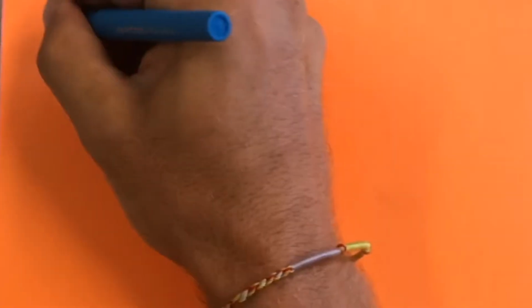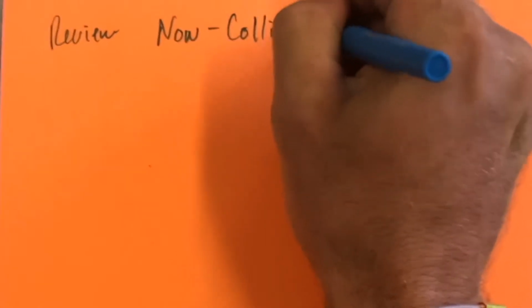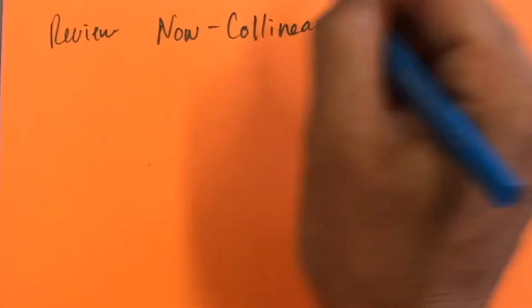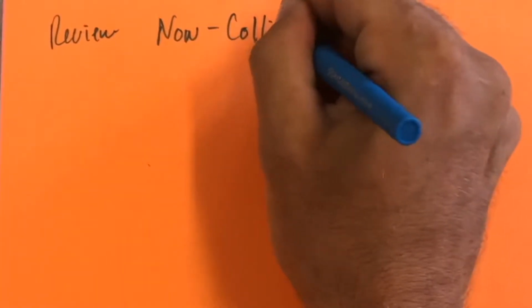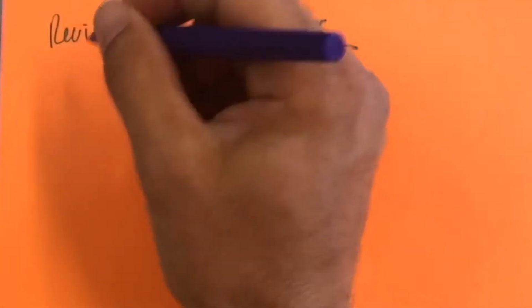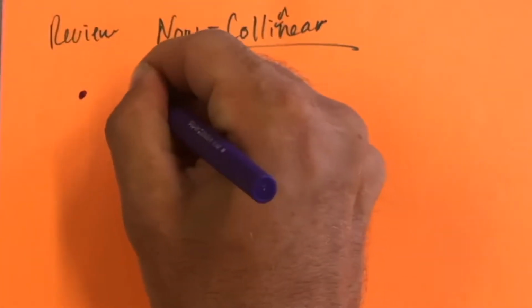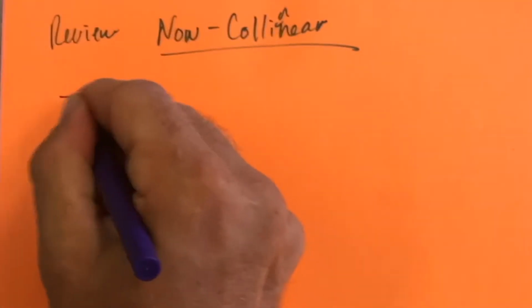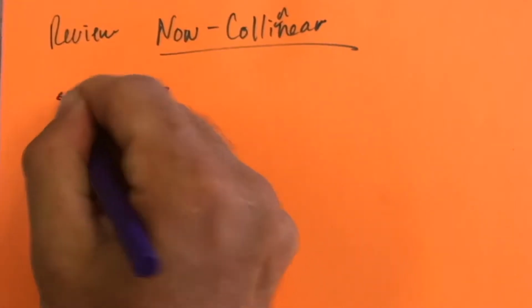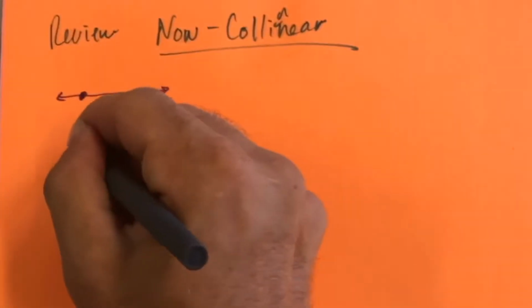All right, so first we want to review a little bit: non-collinear, collinear. I'm not going to write the word twice here. I think there's two N's in here. Non-collinear, and that's just a simple idea. Collinear would be any set of points. It could be two. It could be three sets of points.